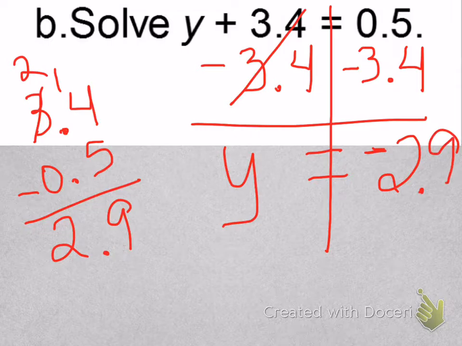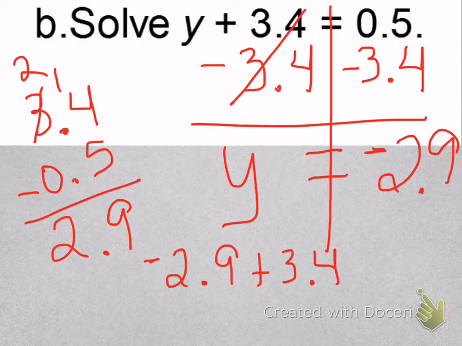And then once again, I should always check. Is negative 2.9 plus 3.4 equal to 0.5? If it does, and we would subtract, and it absolutely does. We're checked.